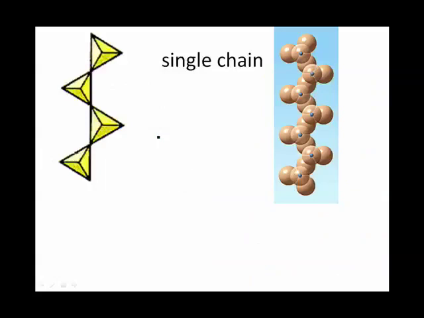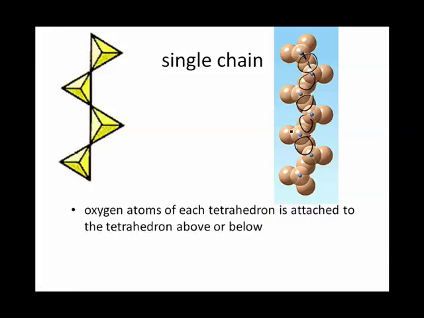Next, we have single-chain tetrahedra. The oxygen that is part of this upper tetrahedron is also part of the lower, so it's covalently bonded in both directions, as is this and this and this, making it a single chain. So with all the oxygen attached above and below, they're doing double duty, and you don't need quite as many of them.